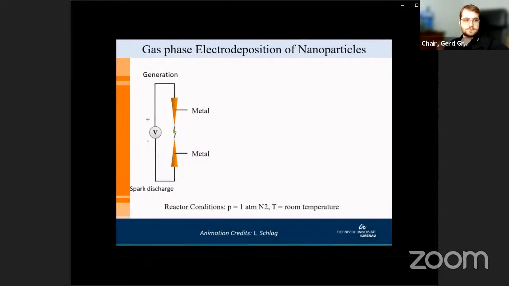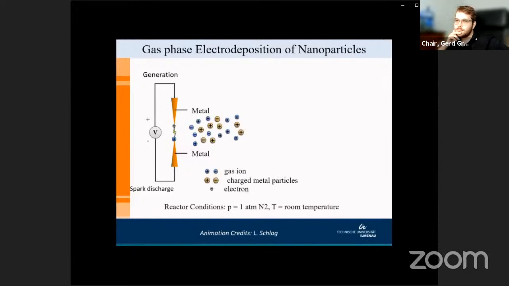This process requires three basic steps. The first step is generation. When you pass a gas between two metal electrodes which are at a certain distance from each other and induce a plasma in this region, you get a spark discharge, and based on this a soup of ions is created. There are three components to it: the gas ions, the charged metal particles, and the electrons, of course.